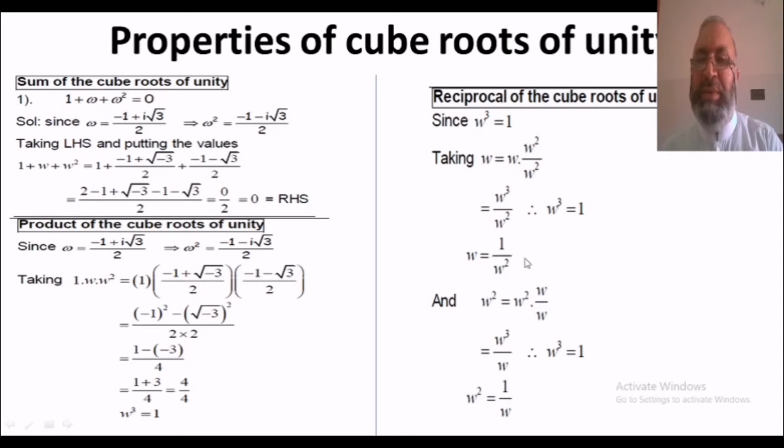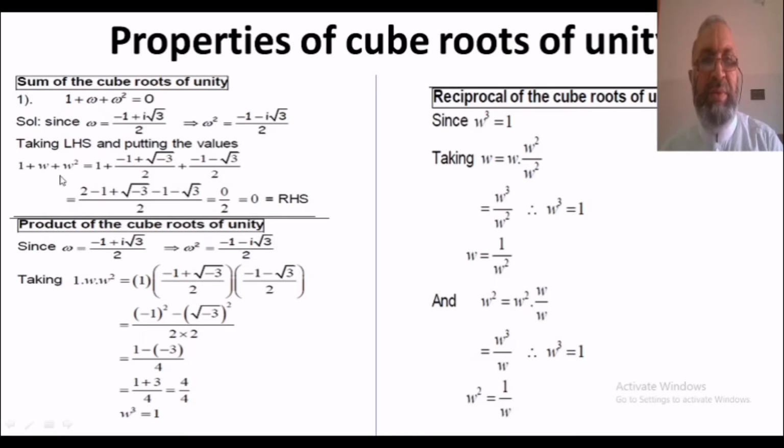These two results mean both the cube roots of unity are reciprocal of each other, and we will apply these three properties, so learn them by heart. Sum of cube roots of unity is equal to 0. Product of cube roots of unity, that is omega cube, is equal to 1. And the third property, omega is equal to 1 over omega square and omega square is equal to 1 over omega. We can transform them into each other.